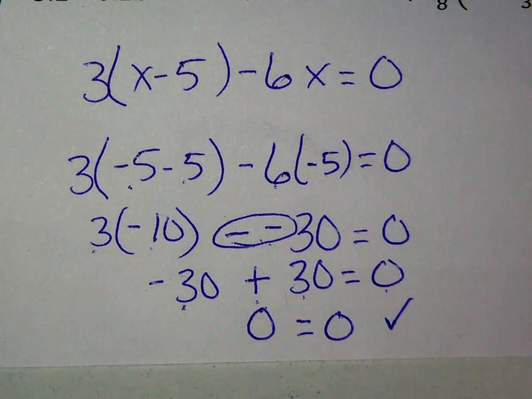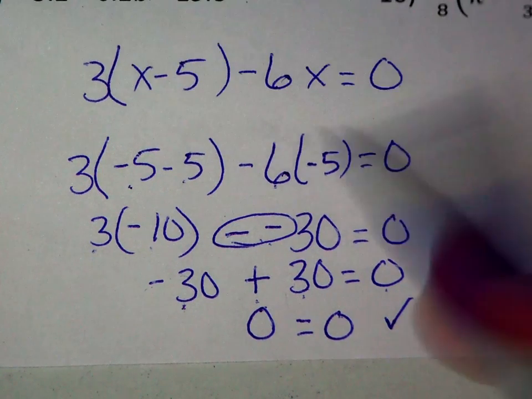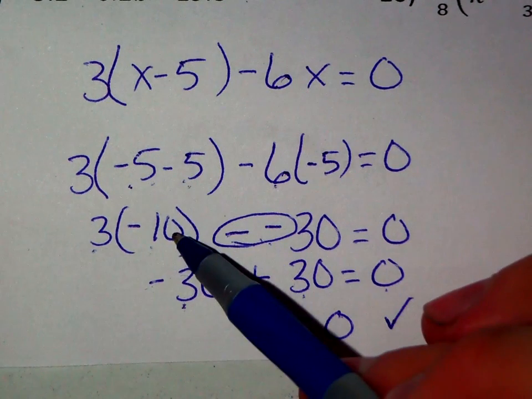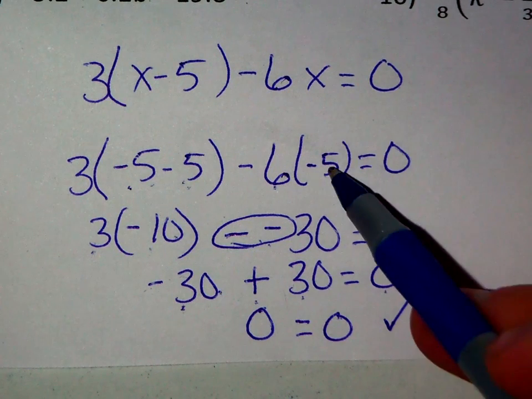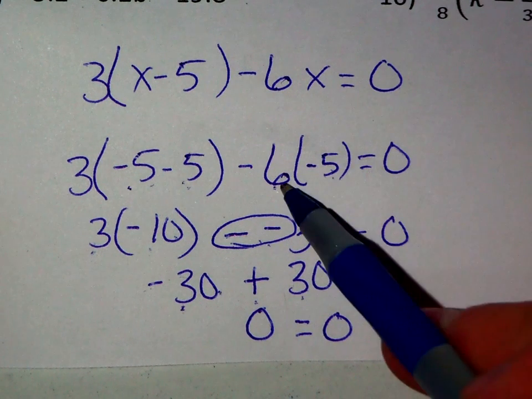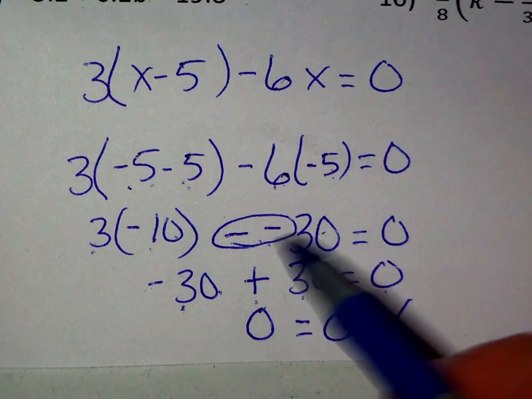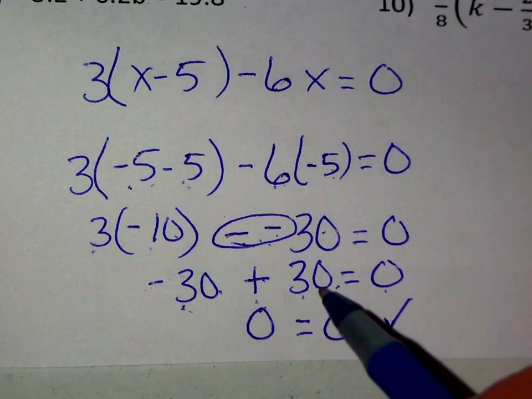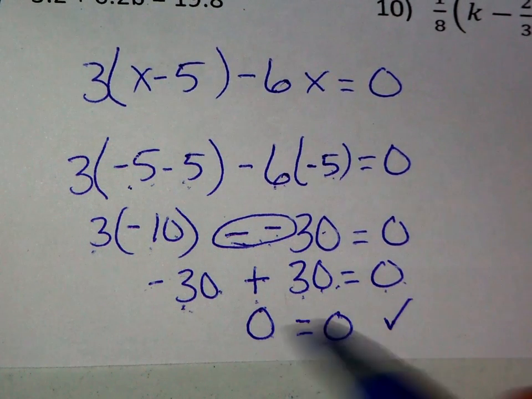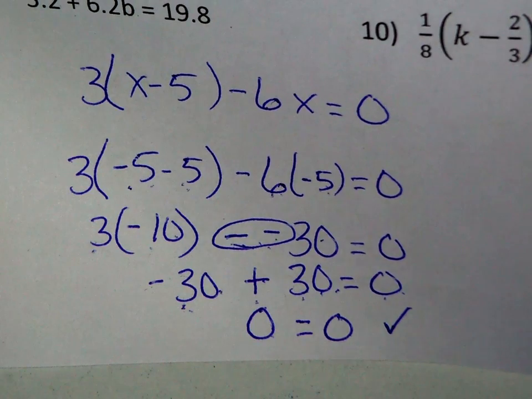I will leave that there for just a moment because I did not realize that my page was off the screen of the camera. But again, we have negative 5 minus 5 is negative 10, times 3 is negative 30, and negative 5 times 6 is negative 30. My two negatives become a positive, so negative 30 plus 30 equals 0. 0 equals 0 is a true statement.